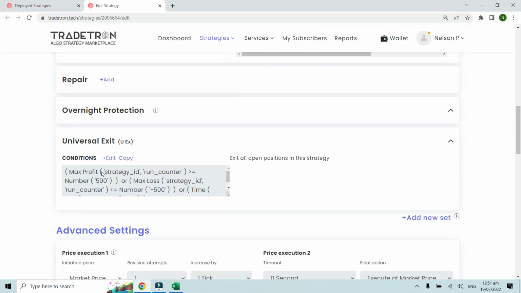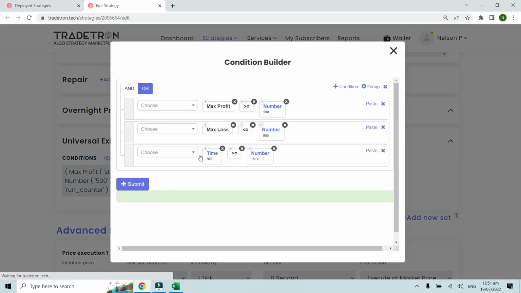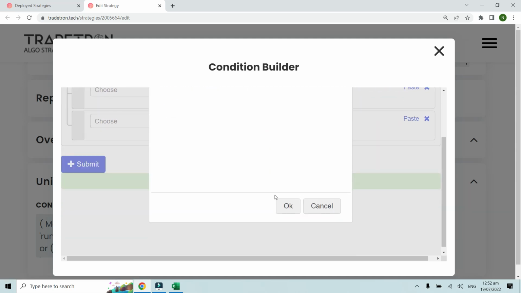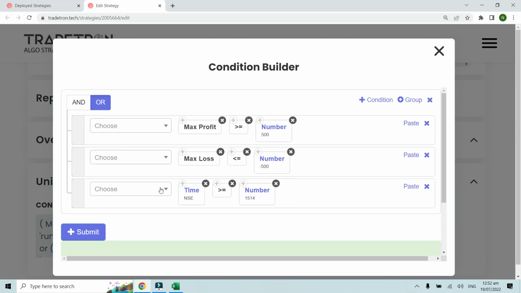So this is a stop loss condition and target condition, and all of this is in an OR operator. Whenever max profit reaches 500, then we want to exit, or if the max loss, that is the stop loss, reaches less than 500, that is the reason why we have used the negative 500 number, then we want to exit, or whenever the time is greater than 3:14 p.m. in the afternoon, then we want to exit.